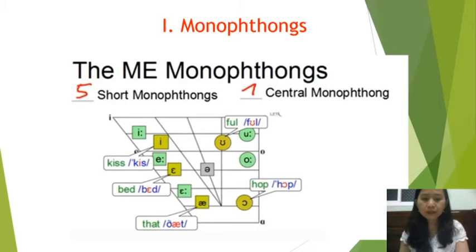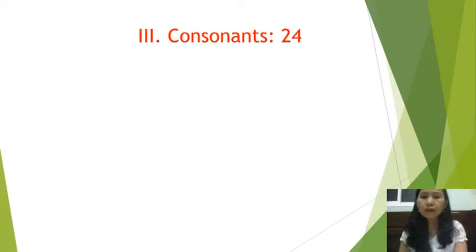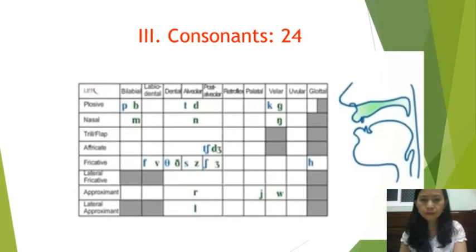Early modern English only had 3 diphthongs. We have A in tight, O in house, and O in joy. So we have consonants. There are 24 consonants. The consonantal system of early modern English was almost that of Middle English. Most spelling patterns were formulated in late Middle English and early modern English. By the end of the 17th century, modern patterns of spelling and punctuation had been established.